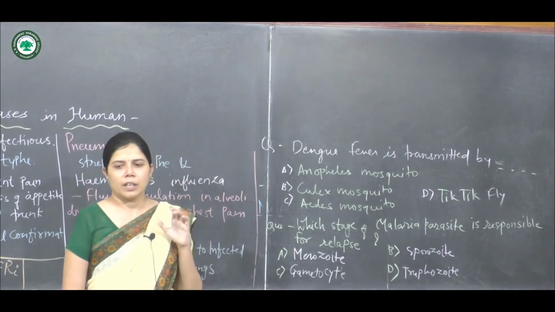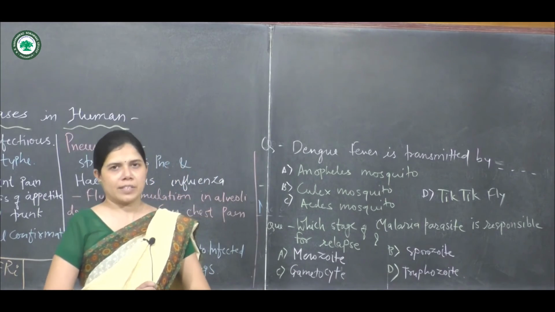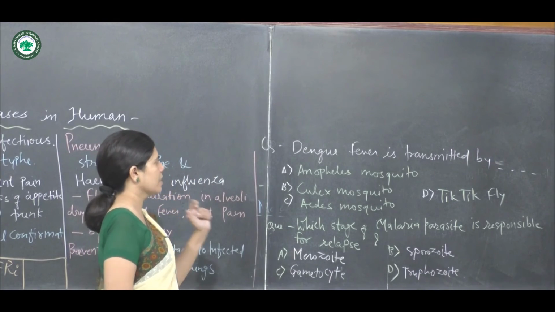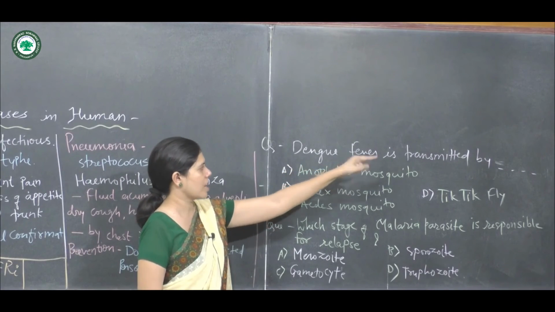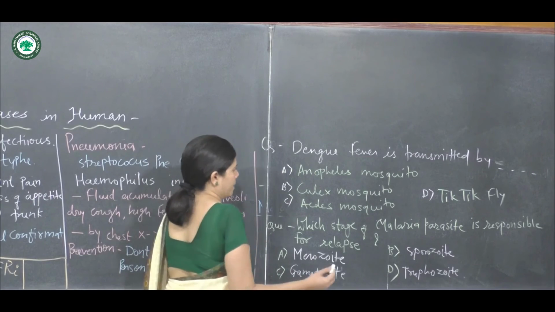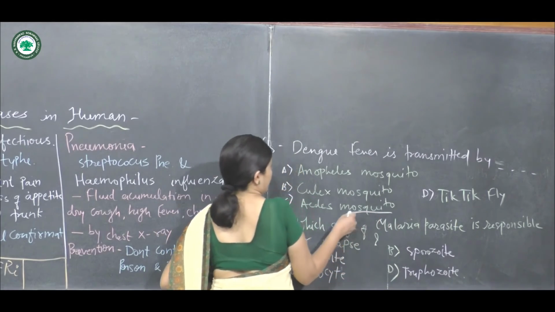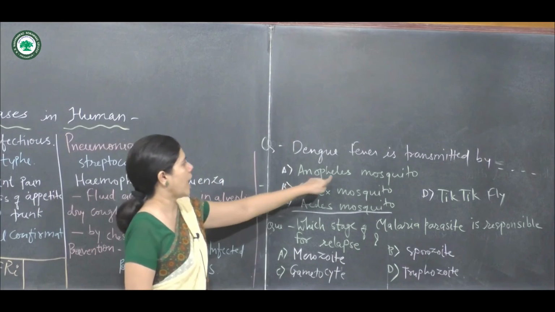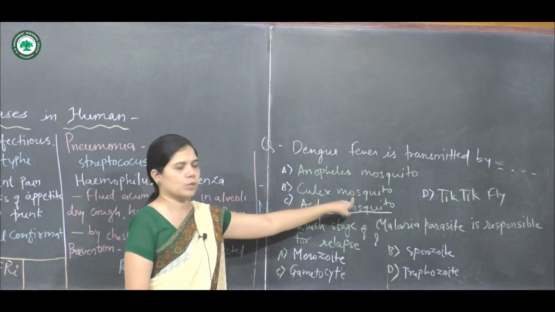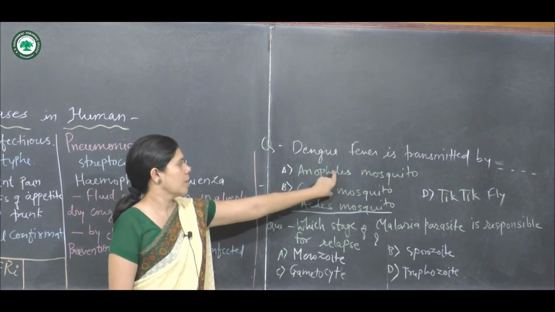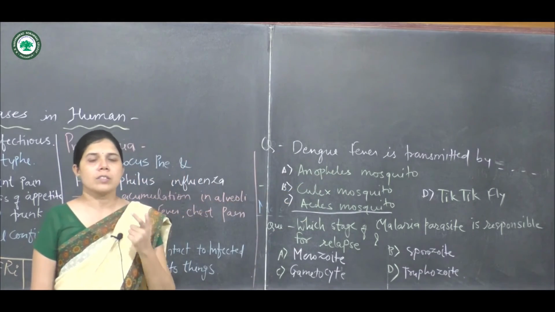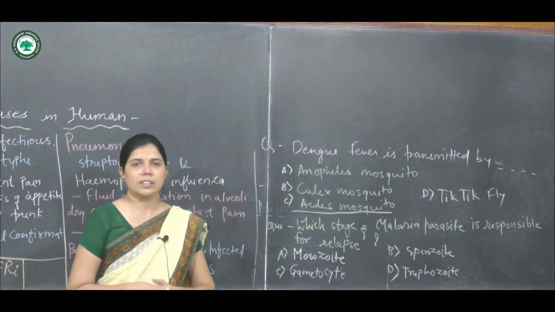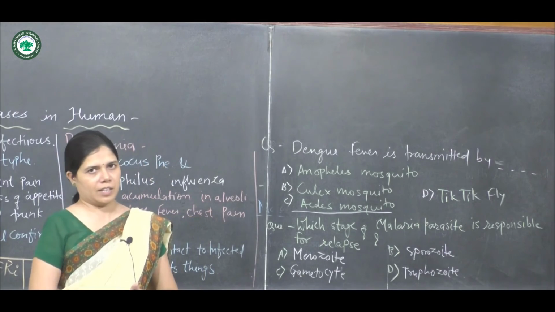Again we know that the tsetse fly causes sleeping sickness. The tsetse fly causing sleeping sickness means the answer to which vector transmits dengue fever is the Aedes mosquito. Why is it not the Anopheles mosquito or Culex mosquito? Because these both mosquitoes cause the disease Filariasis, and the tsetse fly causes the disease sleeping sickness.